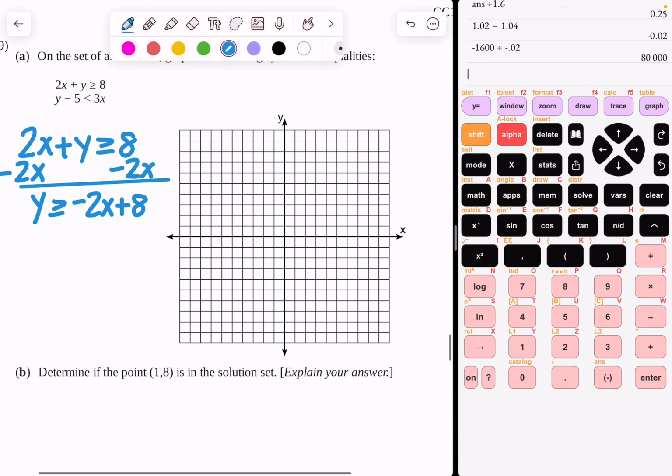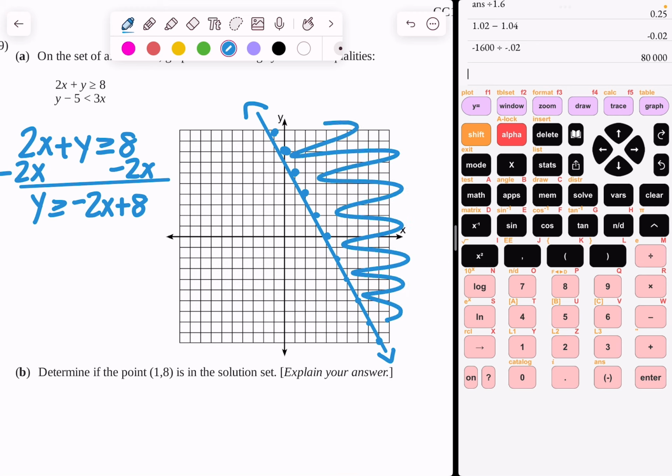8 is by itself. That means I start by going up 8. 1, 2, 3, 4, 5, 6, 7, 8. Then I go down 2 to the right 1. Down 2 to the right 1. And keep following this all the way through, so we could have a very neat graph. You could also go up 2 to the left 1. Because this is equal to, we get a solid line. Put some arrows. And it's a greater than symbol, so we shade above. And this was the graph of 2x plus y is greater than or equal to 8.